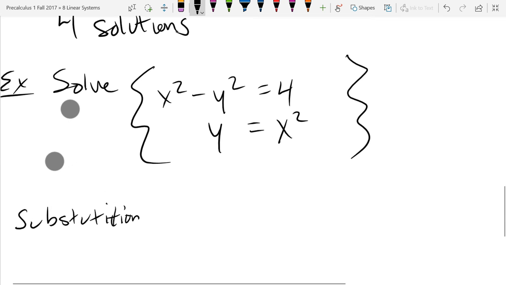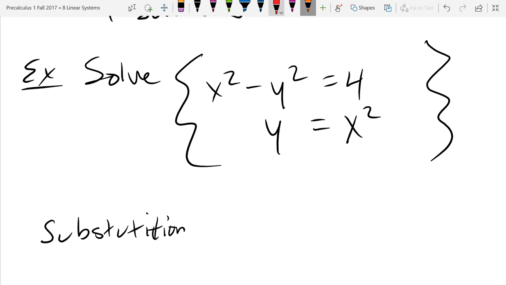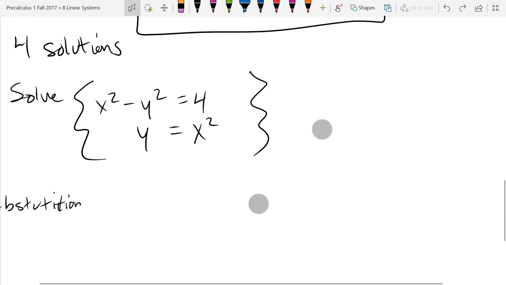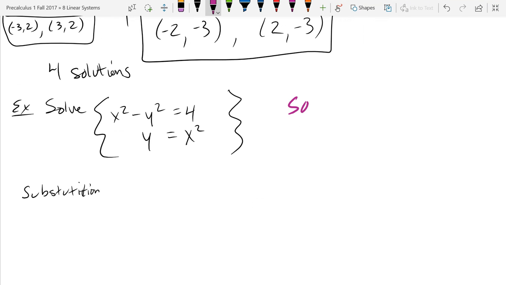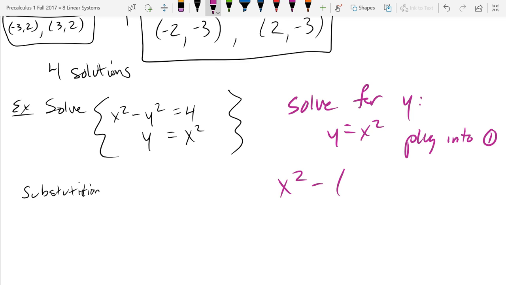Now we're going to do something a little bit strange. I have y equals x squared, so I could very carefully plug in x squared and then square it when I plug it in. So that would be a reasonable move, and I'll show you what that would look like. So substitution, if I solve for y, is very easy. It's already solved for. And then plug into the first equation. So we get x squared minus, now fortunately, I have y is x squared, and then I have to square it. So this leaves me with x squared minus x to the fourth equals 4. So we just have a fourth degree polynomial.